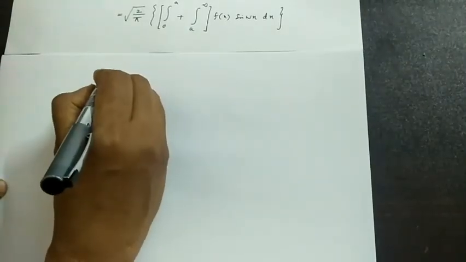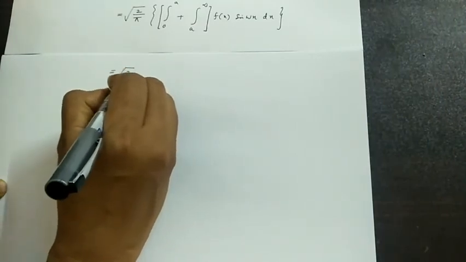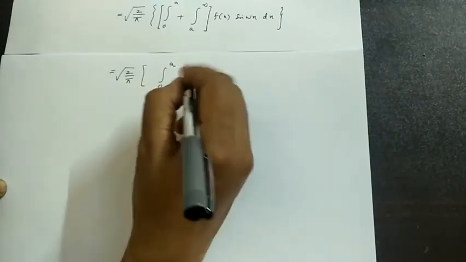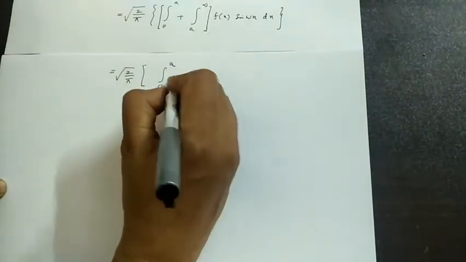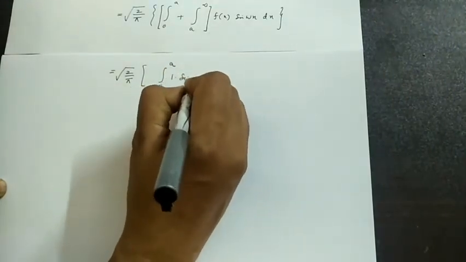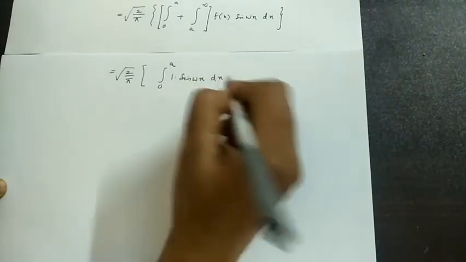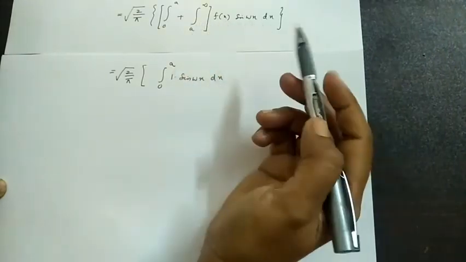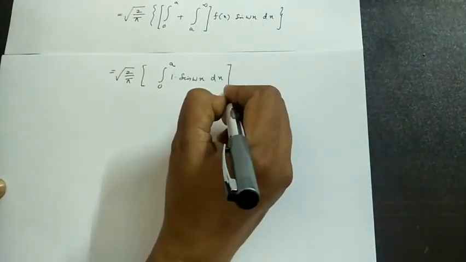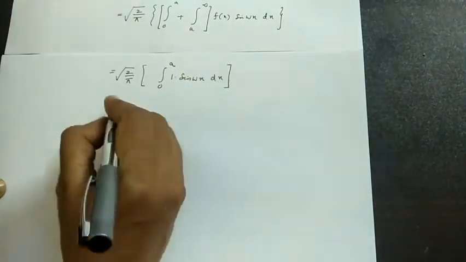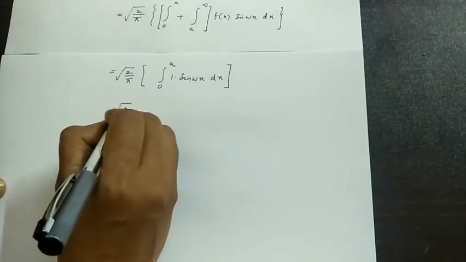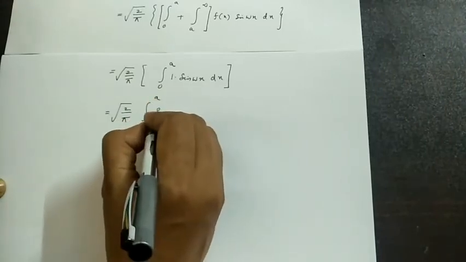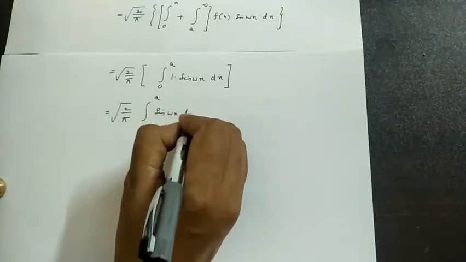Now it is equal to root 2 by pi into integral from 0 to a. From 0 to a, the value of the function is 1, so 1 into sin omega x dx. Plus from a to infinity, the value of the function is 0. Therefore, we will not consider it. Therefore, we only have one term, 0 to a, 1 into sin omega x dx. It is root 2 by pi integral from 0 to a sin omega x dx.